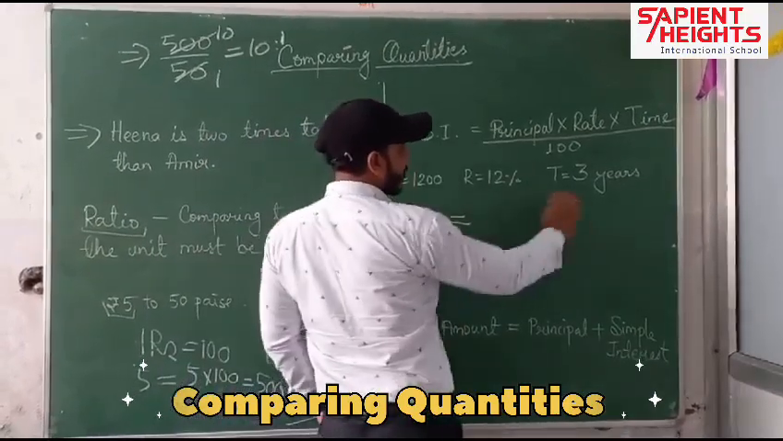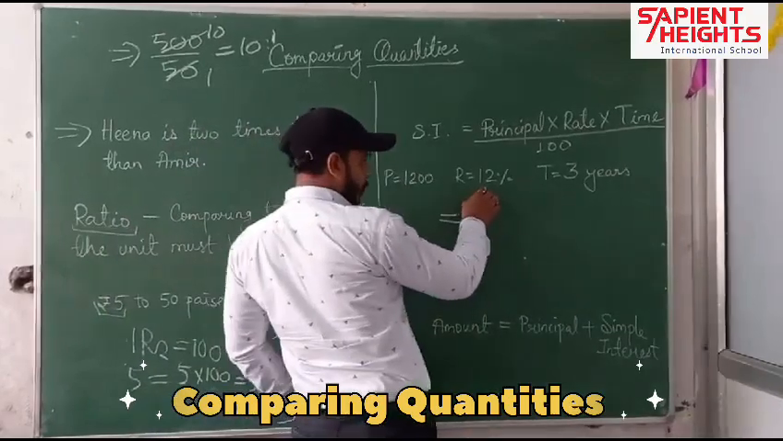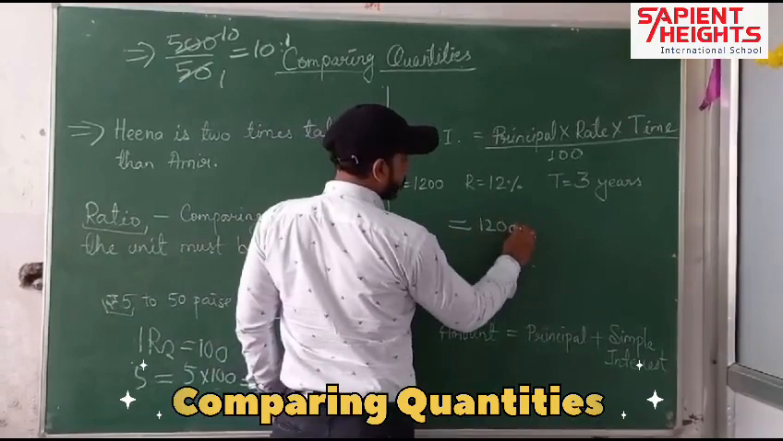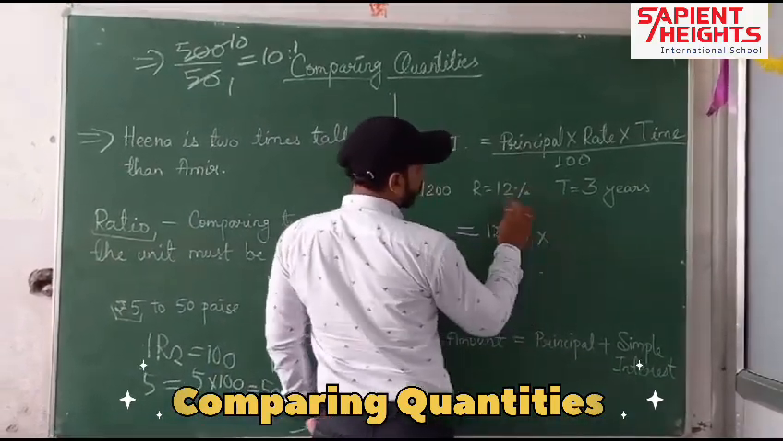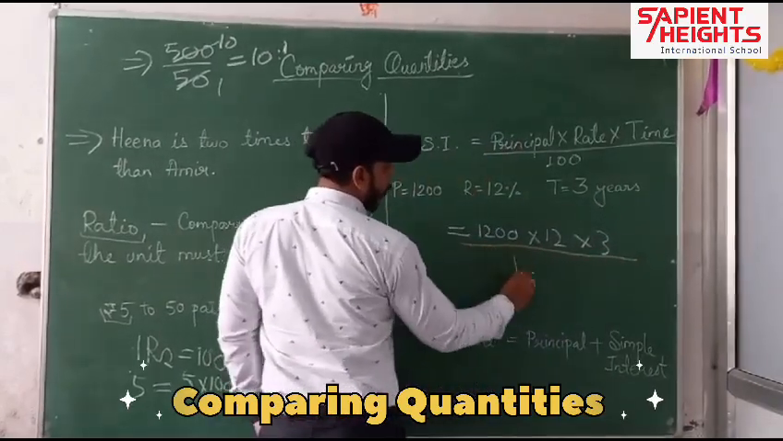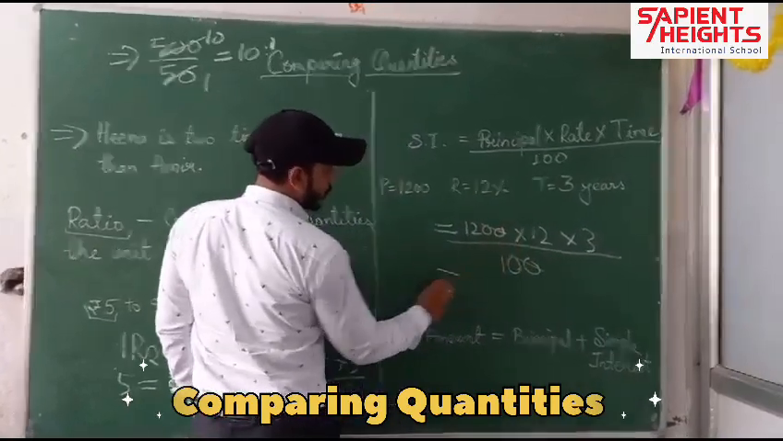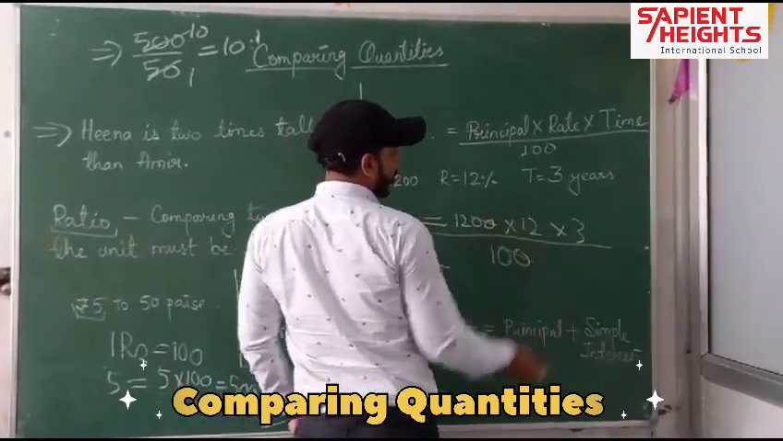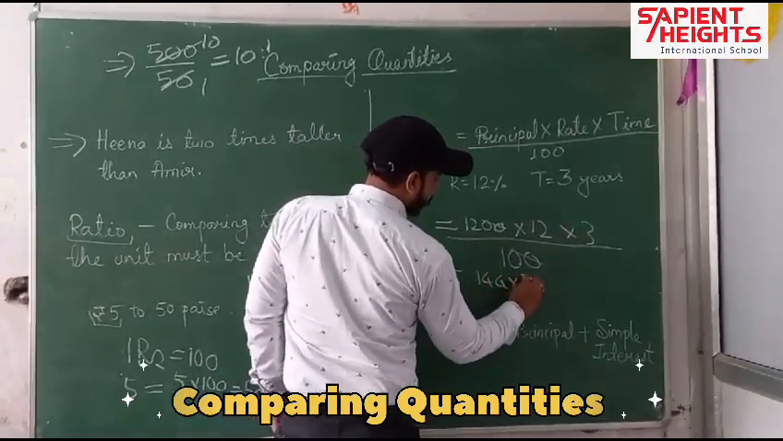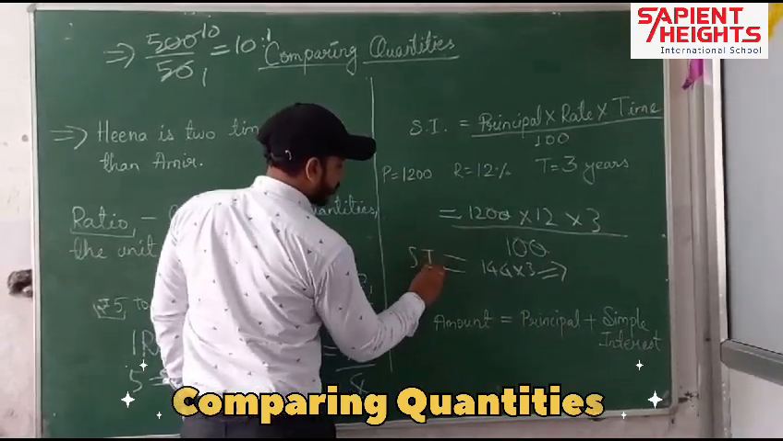Let's understand this by an example. I borrowed a sum of rupees 1200 at the rate of 12% for 3 years. So I put the values: 1200, and then what is the value of rate? It's 12 times 3 upon 100. I cut these two zeros with these two zeros. 12 multiplied by 12, that is 144, multiplied by 3. So how much simple interest did I get?